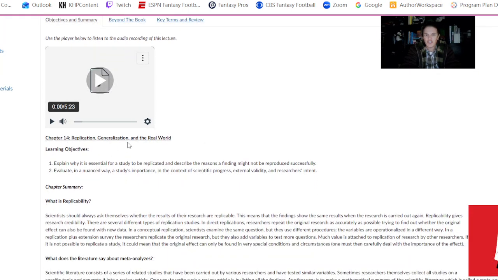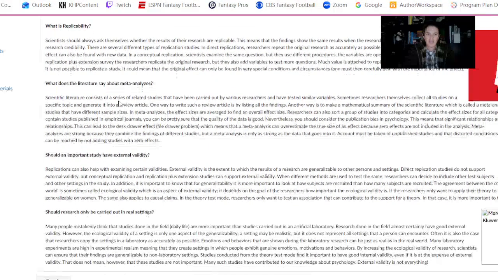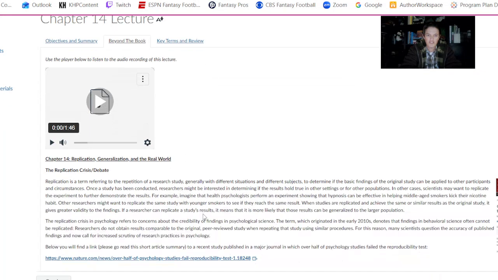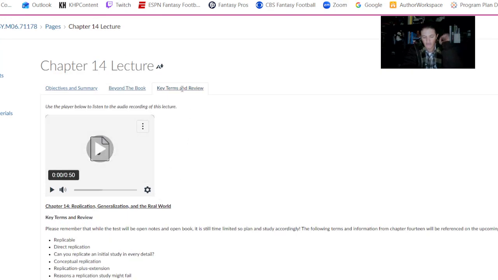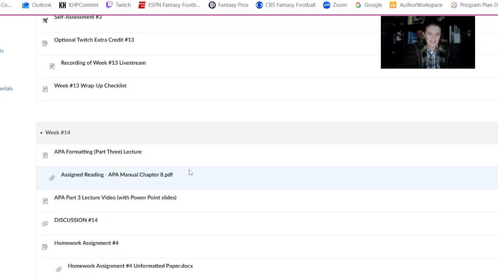Now we're looking at replication, generalization in the real world. So you have the summary, what is replication, what does the literature say about meta-analyses, and so on. On the Beyond the Book page, there's a little bit about the replication crisis or debate, which is something that you can read about a little bit here. And then, of course, you have the key terms and review on the last page of the things you'll want to know from this unit for the next exam.